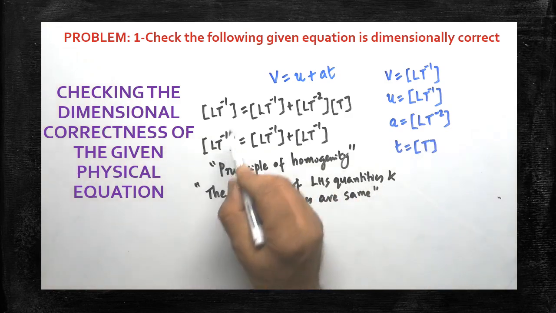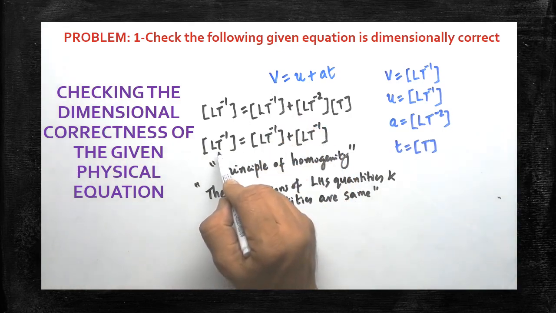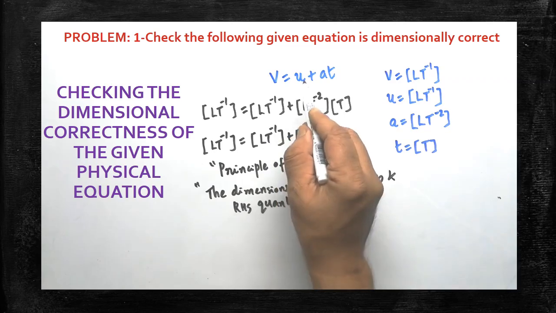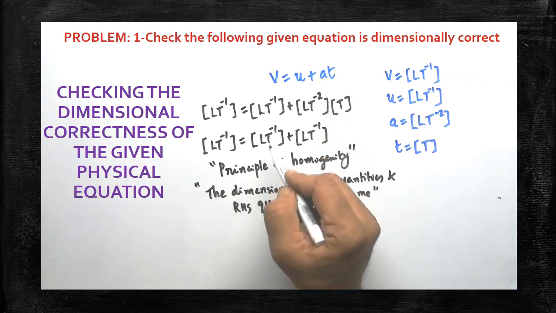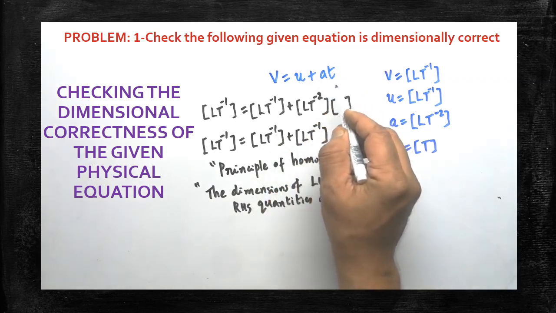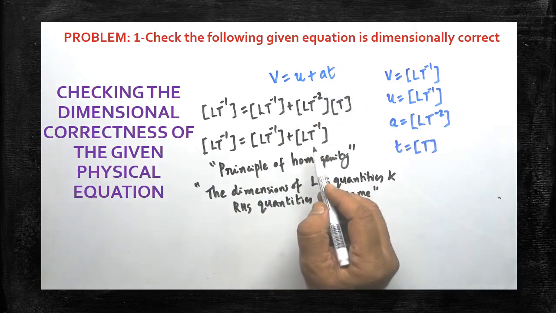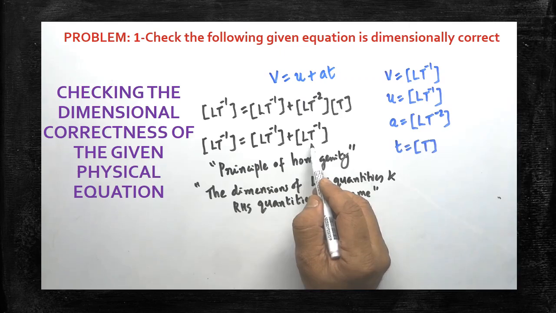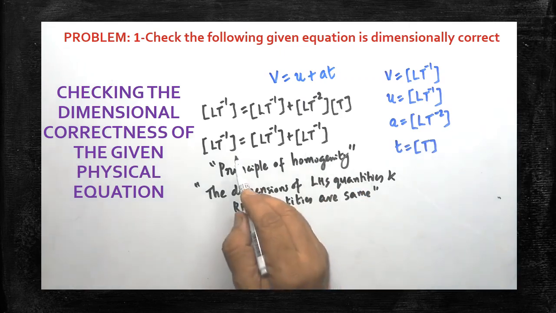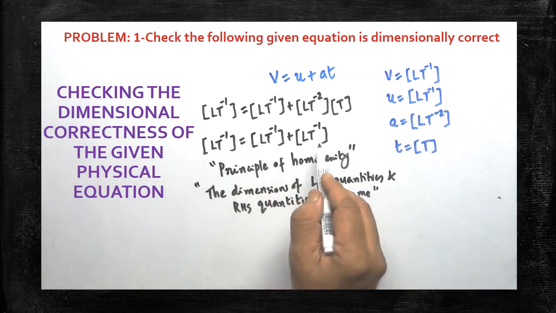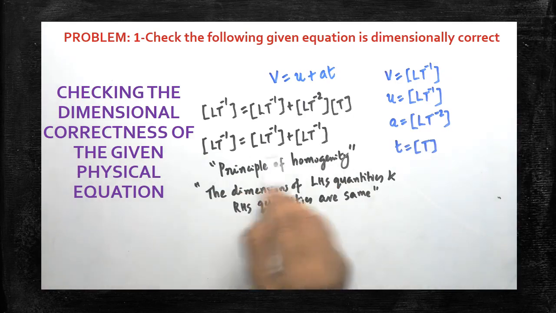Look at that. Here V is there. Its dimensional formula is LT inverse. Look at the dimension of U, LT inverse. Look at this entire factor. Take the entire factor and find out its dimension, LT inverse. So LT inverse, LT inverse, LT inverse, all have the same dimensions.